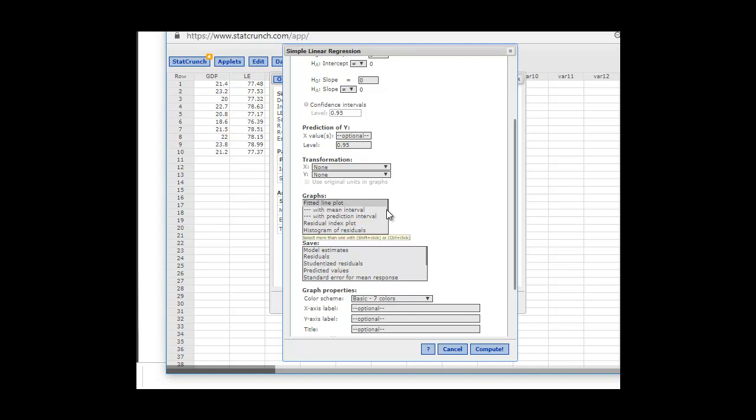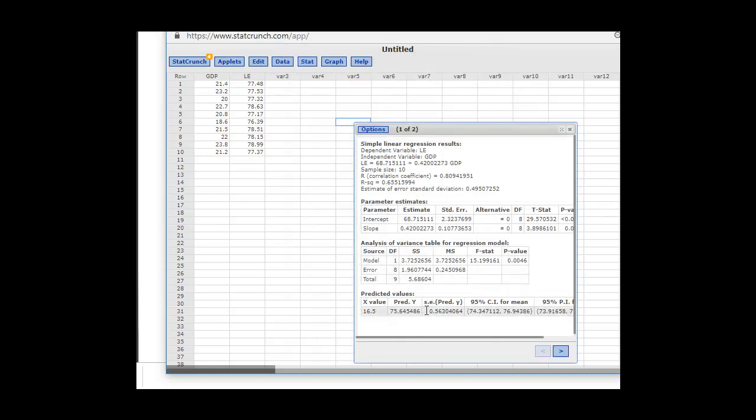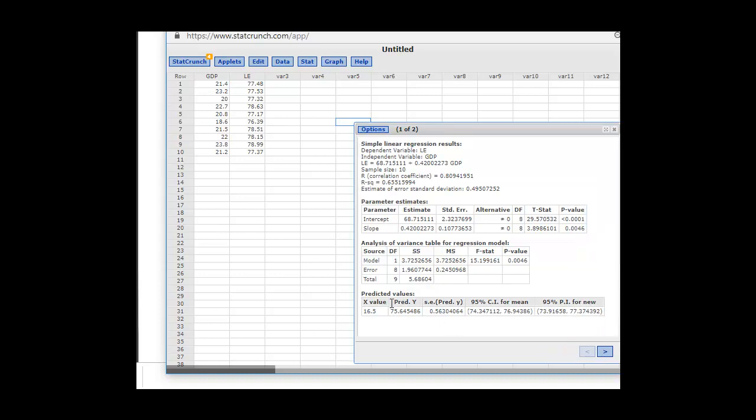This time I want to go ahead and have it, actually what I want to do is I want to go to the prediction, the Y value, and I want to predict for 16.5. I'm not going to worry about the graph. 16.5, and I want to hit compute. And now I get that down here in my output. For the value of 16.5, my predicted Y outcome is 75.6.